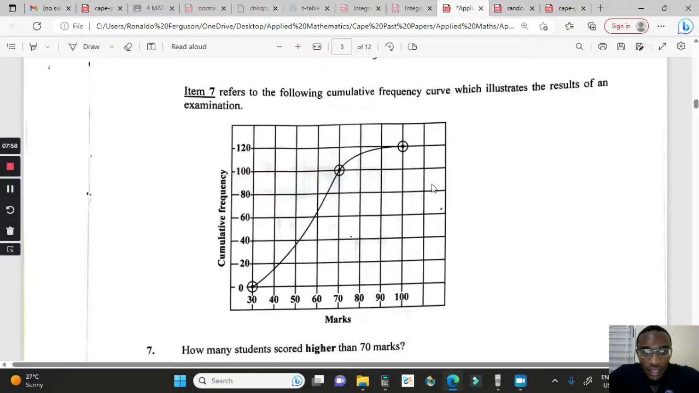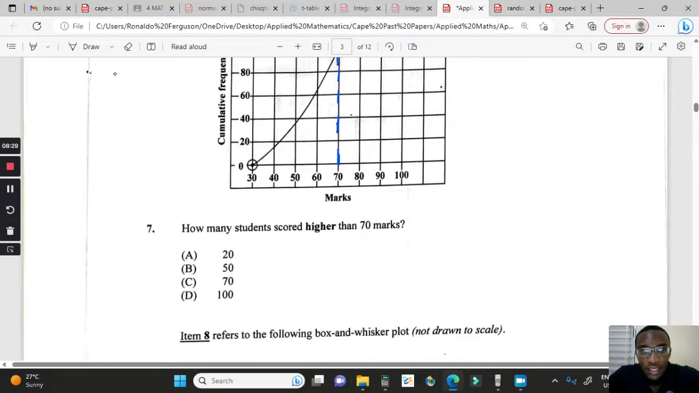Item 7. It says, how many students score higher than 70 marks? So you go to your cumulative and you go up from 70. We are going up together. We go up and this is 100. How many get more than 70 marks? It would be the rest. So 120 minus 100 is 20. 20 right there. So 20 students got more than 70 marks. Look which one that is. That's option A. Nice. Moving right along.